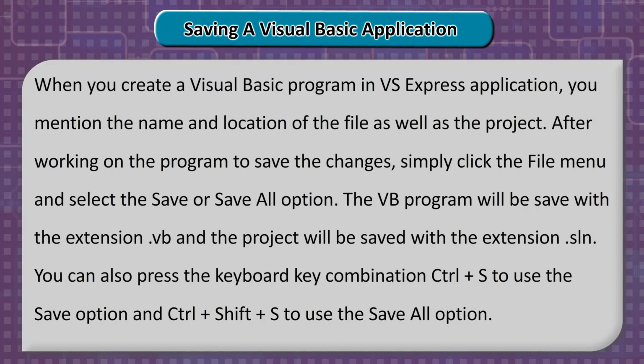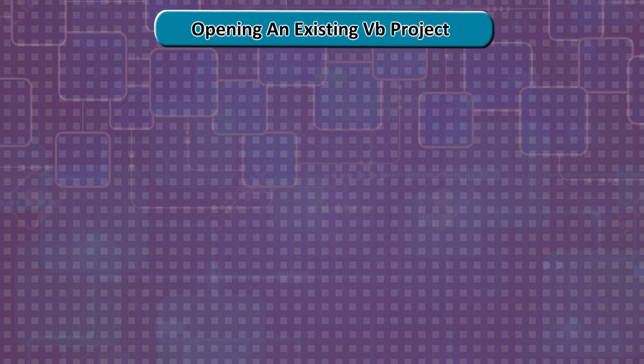Saving a Visual Basic application. When you create a Visual Basic program in VB Express application, you mention the name and location of the file as well as the project. After working on the program, to save the changes, simply click the File menu and select the Save or Save All option. The VB program will be saved with the extension VB and the project will be saved with the extension SLN. You can also press the keyboard key combination Ctrl+S to use the Save option and Ctrl+Shift+S to use the Save All option.